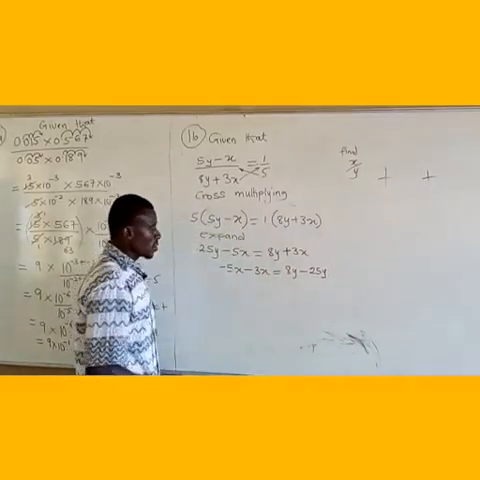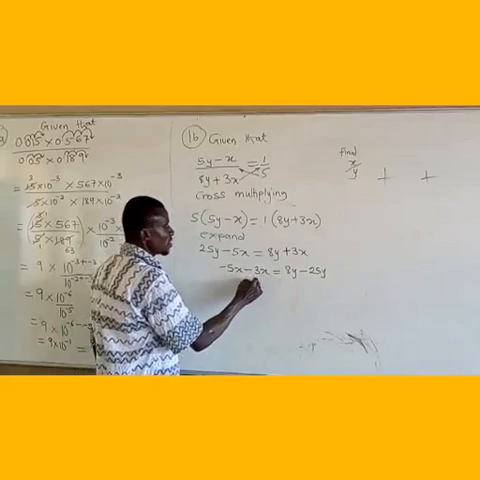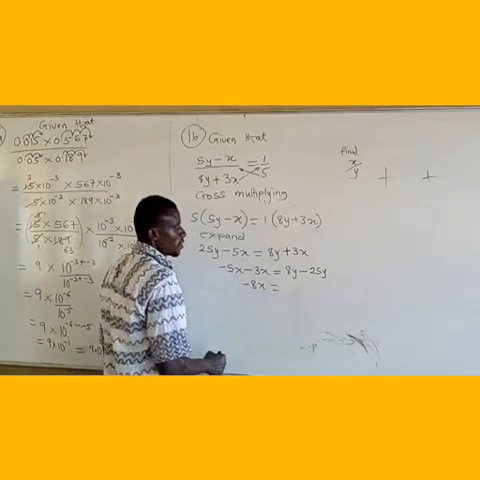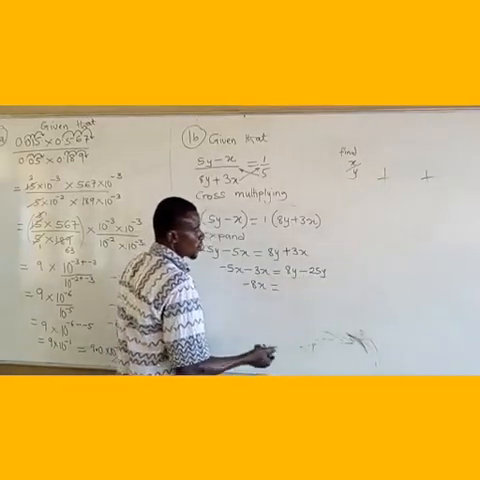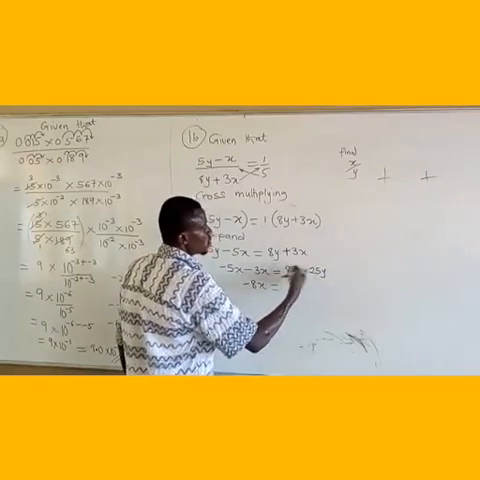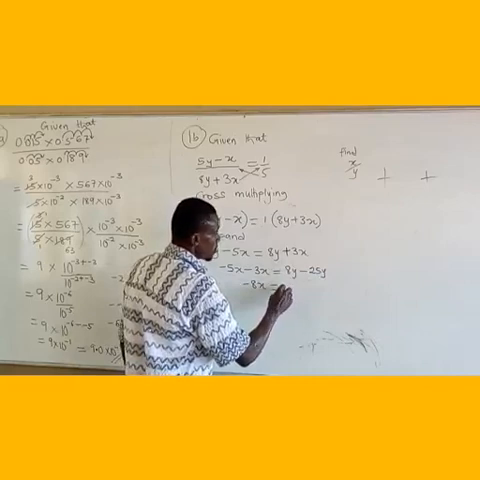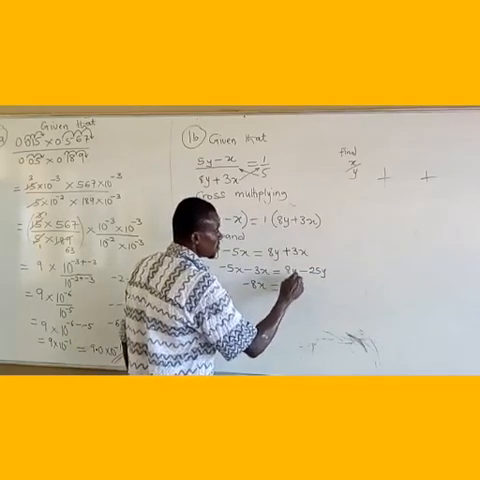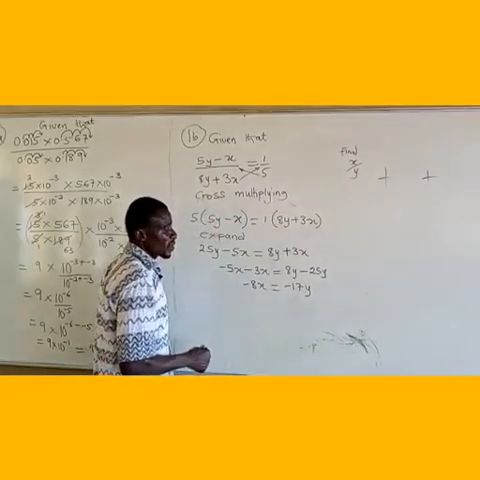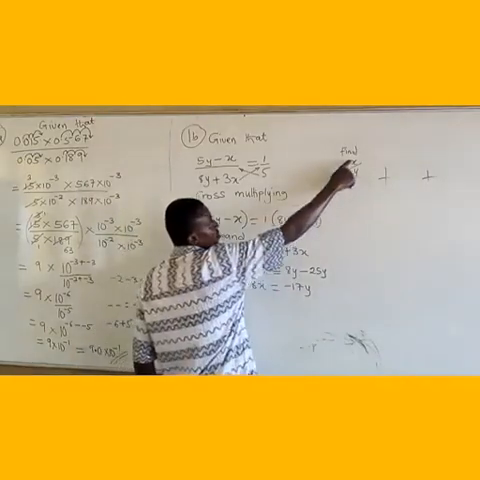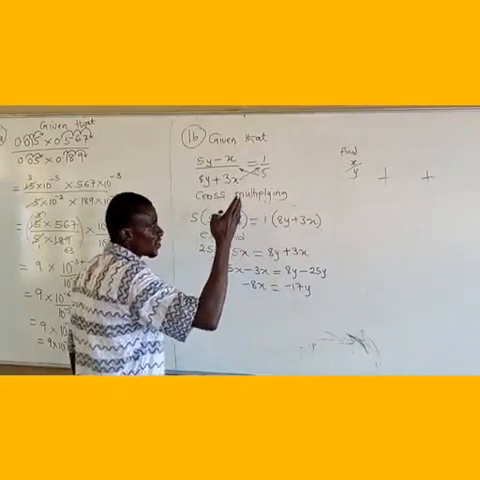Okay, so we do the subtraction or simplification. So minus 5x minus 3x will give us minus 8x, and then 8y minus 25y will give us, 25 minus 8 will give us 17. So it will be negative 17y. And the question says to find x over y. So we want to find x divided by y, the value of x divided by the value of y.